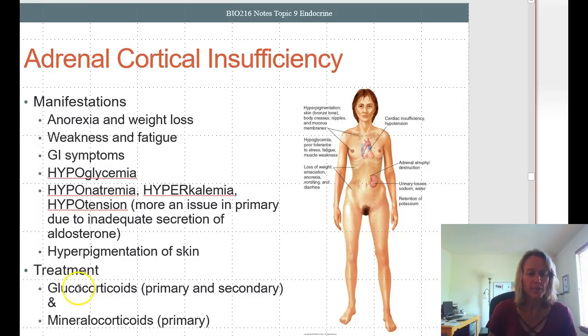The treatments are going to be glucocorticoids in primary and secondary, and mineralocorticoids in primary. Sorry, realizing that's written kind of confusingly. The point I'm trying to make is you would need glucocorticoids for both primary and secondary, and you would need the addition of mineralocorticoids only in primary, but not in secondary.